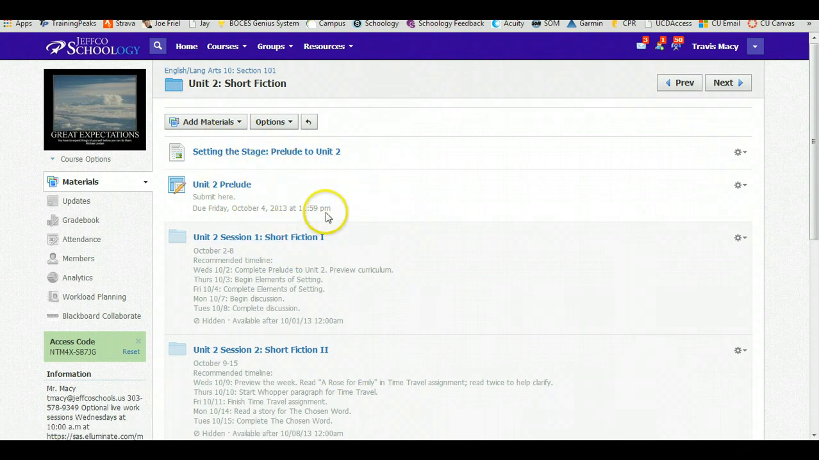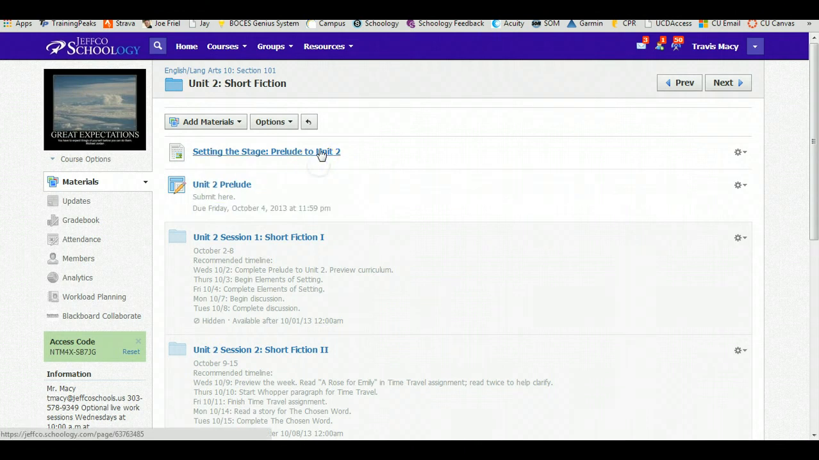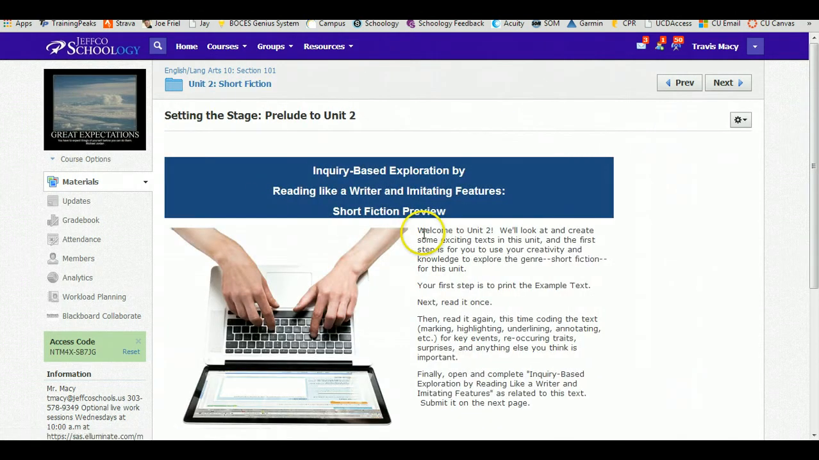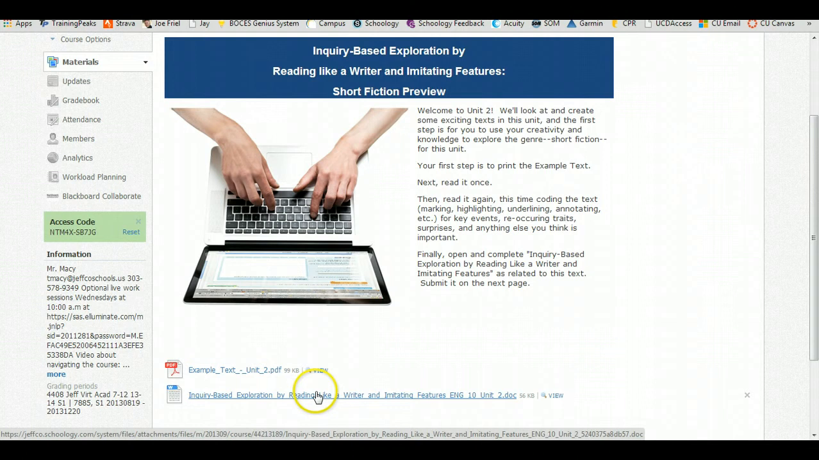So the first assignment is kind of in its own area here. It's not even in the folder. This one is due Friday, this Friday, October the 4th. And let me explain what's going on with this. Again, guys, I'm expecting that you read all of this information here. For this first assignment, pretty straightforward. You're going to open up, and I'd recommend printing out this text here. I'd like you to read it twice, and then you're going to do a little writing activity in which you try to imitate some of the features that you see in this text.